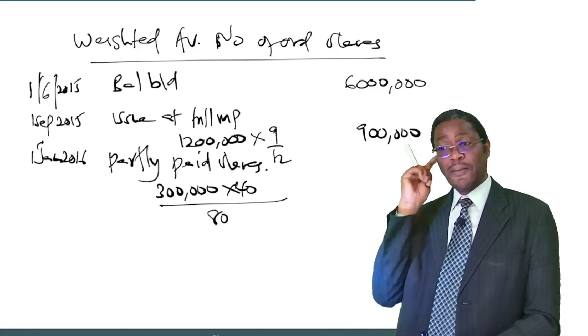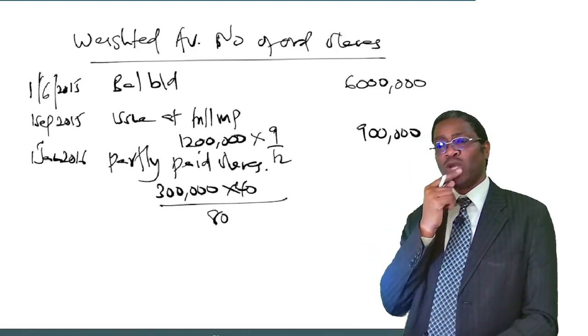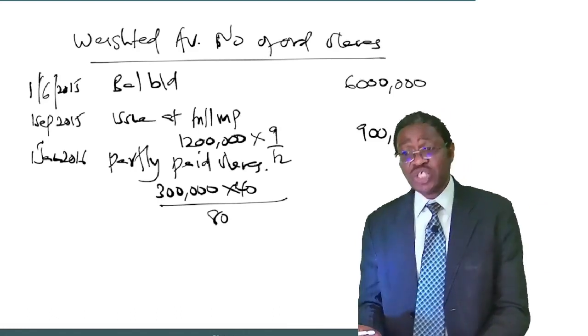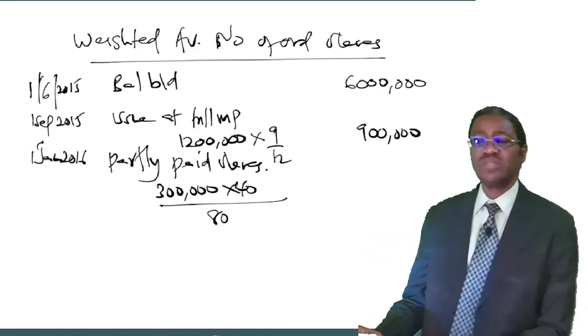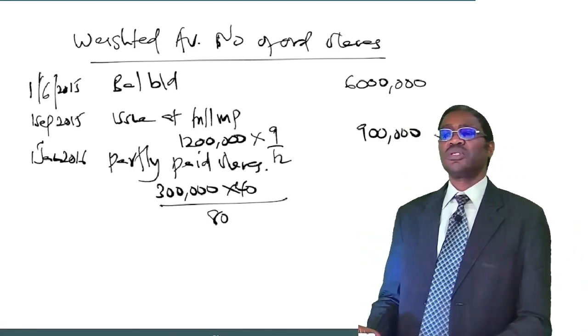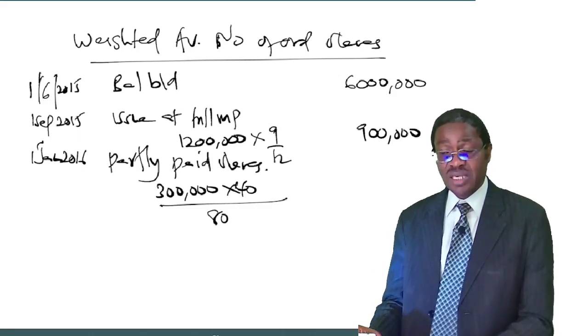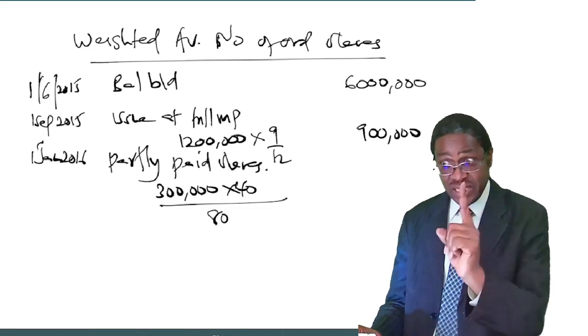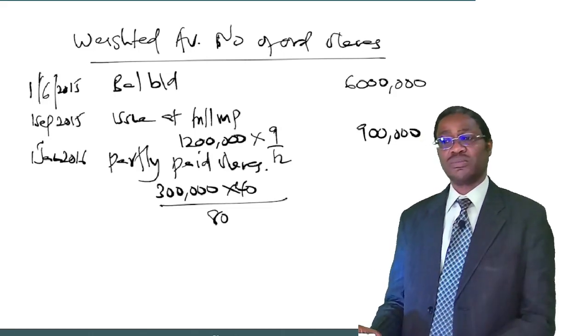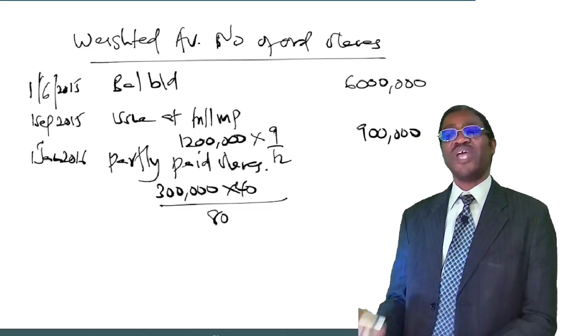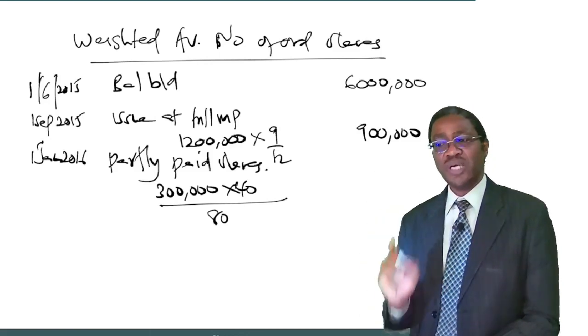So, listen now. On 1st January, we issued 300,000 at 80, but they paid us 40. So, to the extent that they are fully paid, it is 50%.